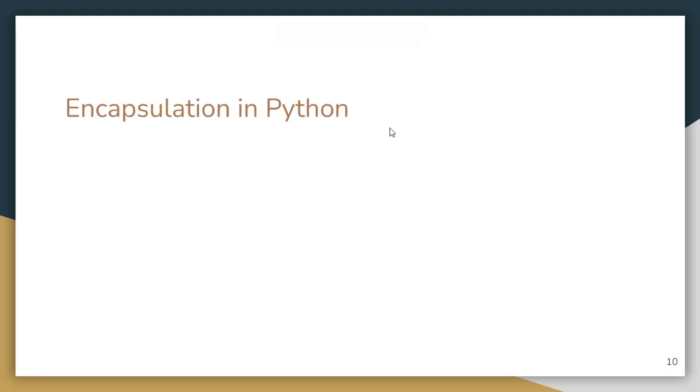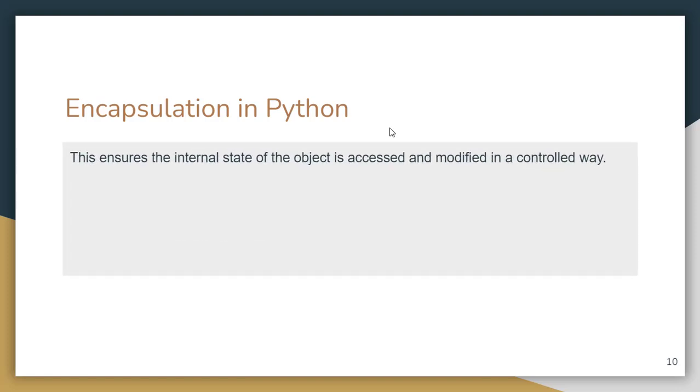Encapsulation in Python, that is the summary of this video. This ensures the internal state of an object is accessed and modified in a controlled way. That is, encapsulation is used to hide programming details using class and object, and also using access modifiers.